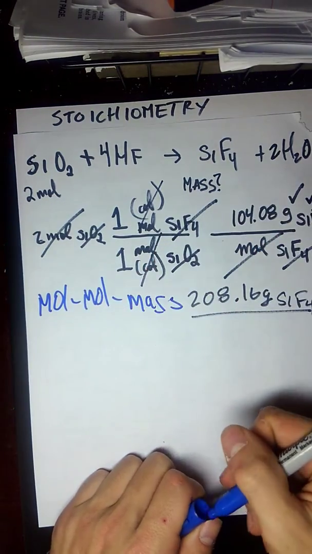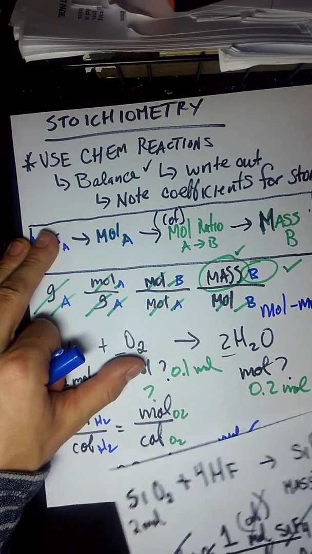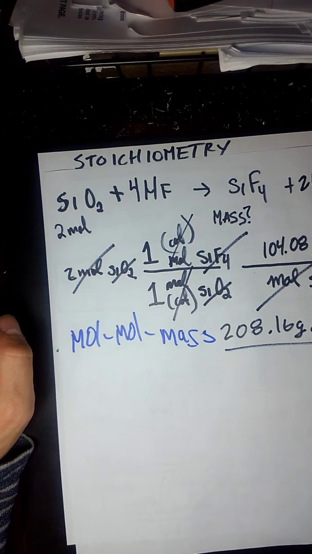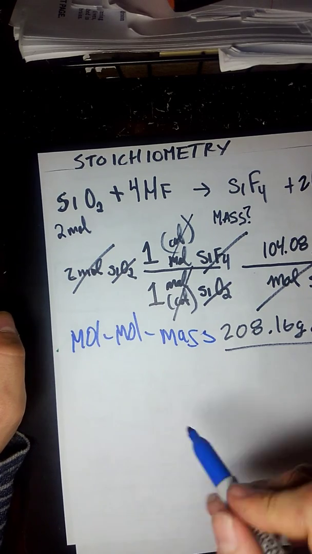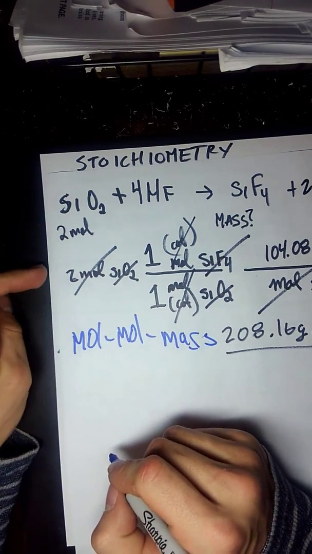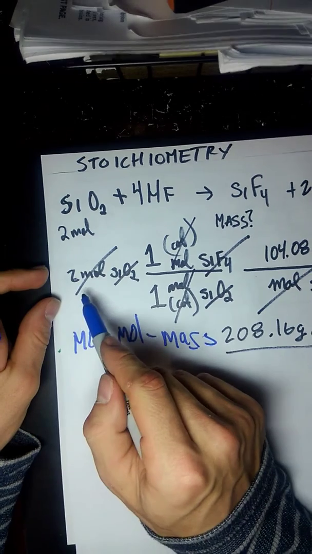Okay, the last one was just a simple mole to mole problem. Now we could do a mass to mass problem, if you wish, or mass to moles to moles. The only difference is you're just adding mass in before moles, right?